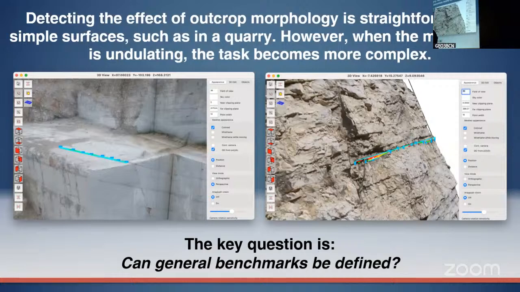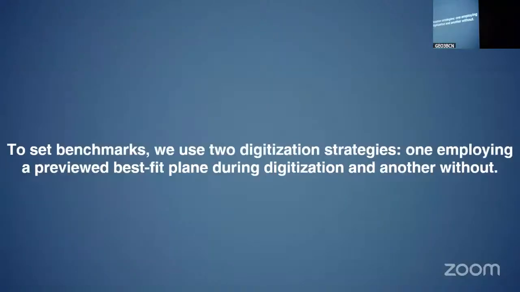Detecting the role of the outcrop morphology on the best fit plane is quite straightforward if you are in a very simple situation like a quarry. What happens here? This is a rough surface. It's not a quarry. It's a natural outcrop with a wavy morphology. But how much is the effect of the outcrop surface on the digitization in this case? How can we derive a benchmark?